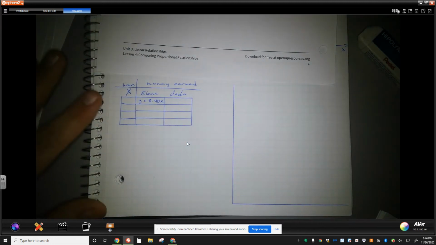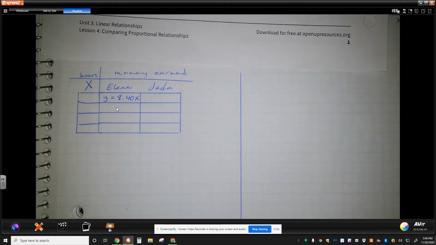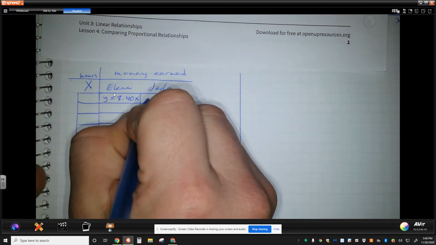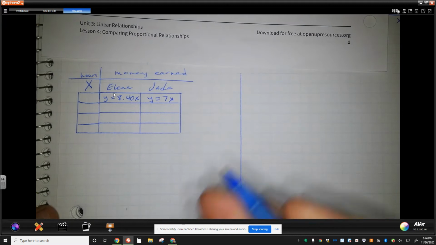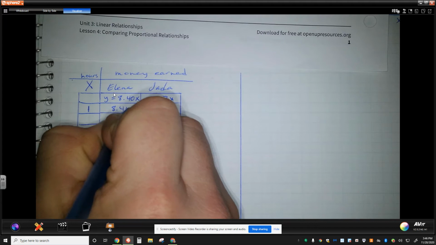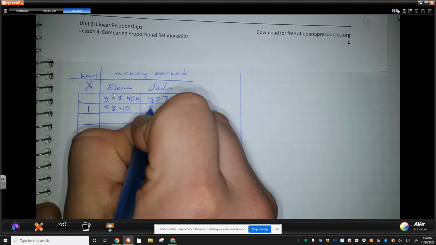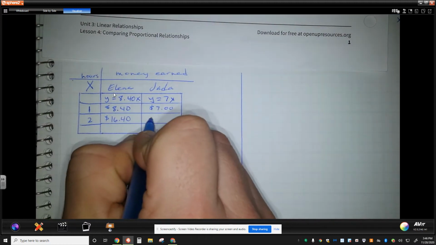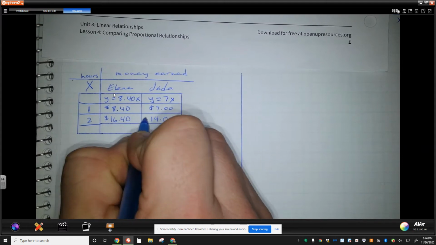Jada doesn't have an equation, but what we can do is model an equation right off of what Elena does. If Elena is getting $8.40 per hour, we know this is about money, then we can model that and say Jada is getting $7 per hour. And we can simply look at their inputs. If both of them work for 1 hour, Elena is making $8.40 and Jada is making $7. If they work for 2 hours, we can see $16.80 versus $14.